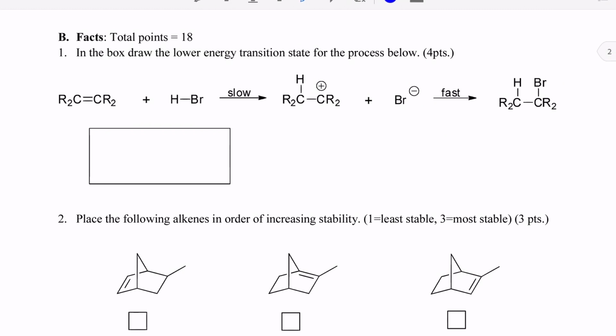So for question B, we are given a set of different sorts of questions that ask us to rank things or to identify various parts in a reaction. So for part B, question number 1, we're asked to draw the lower energy transition state for this process.